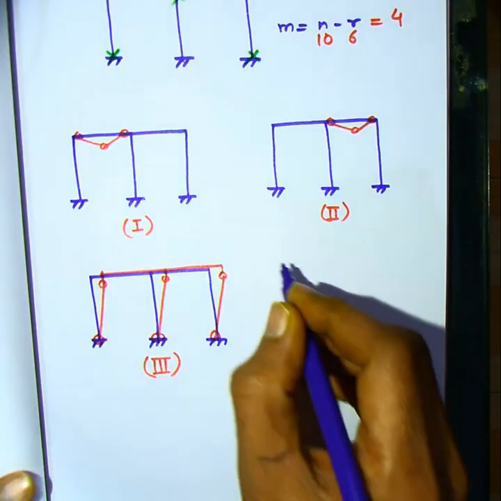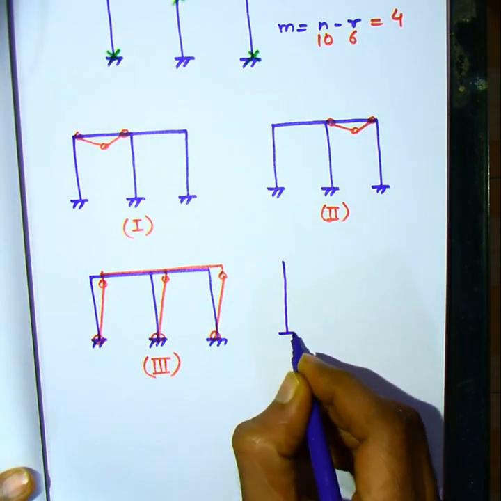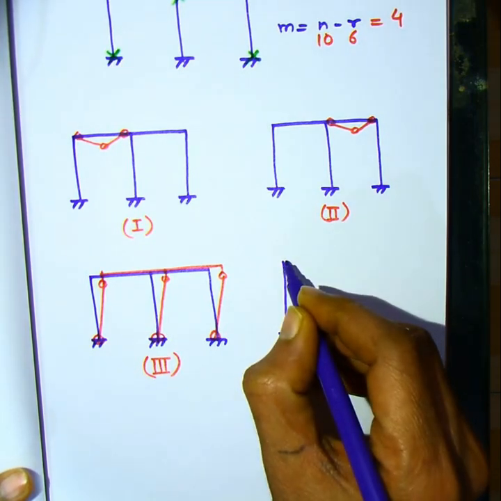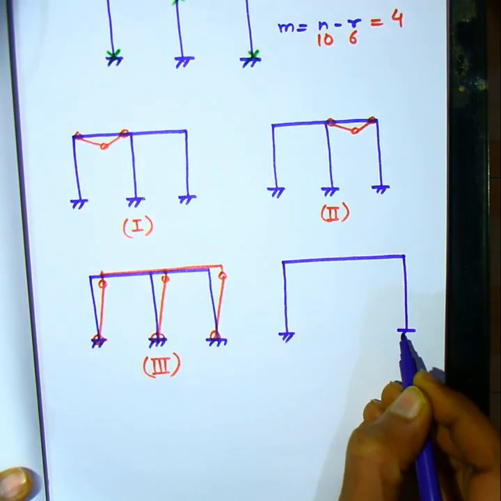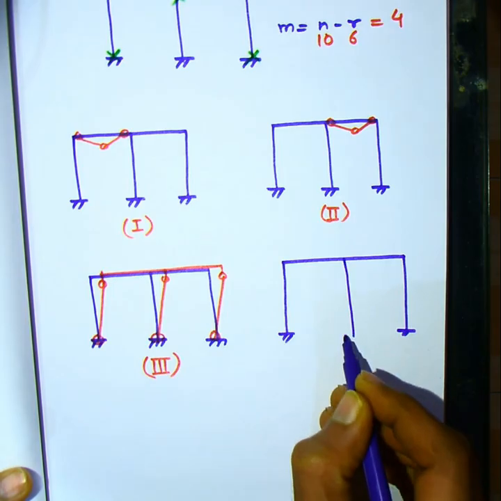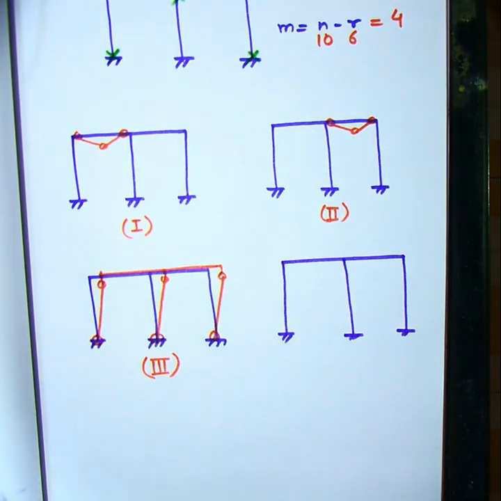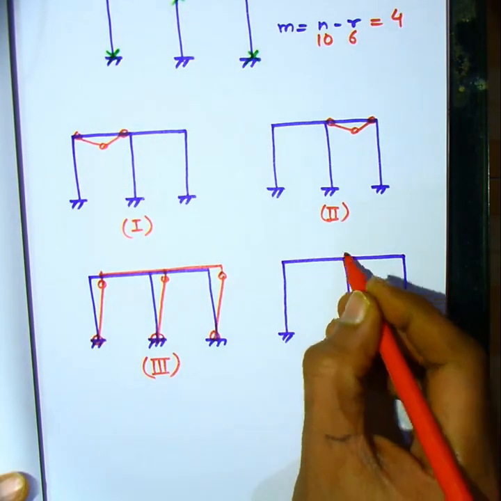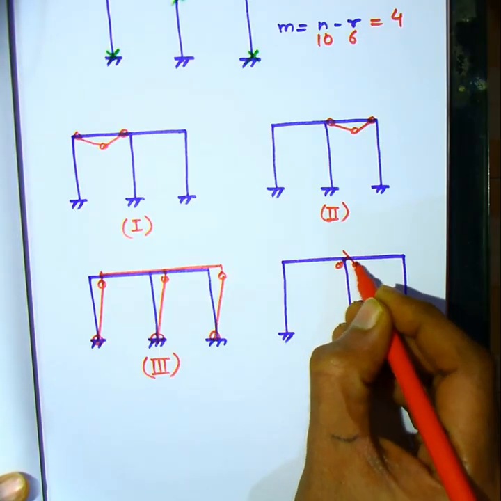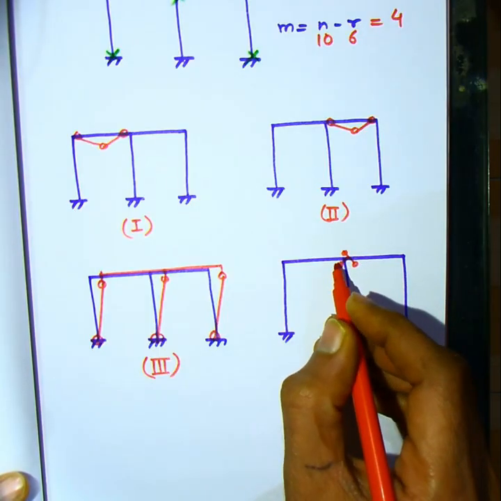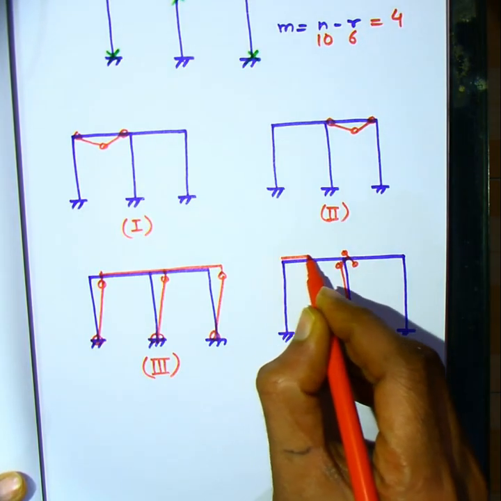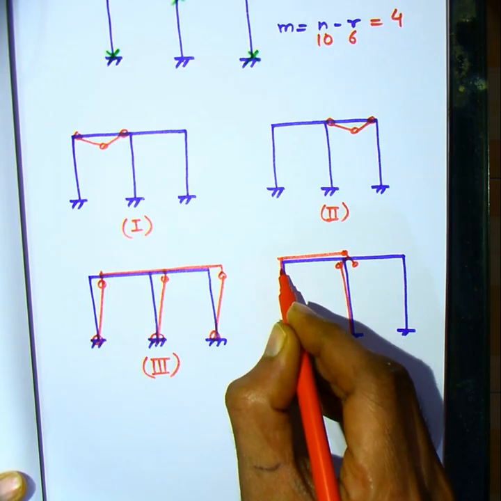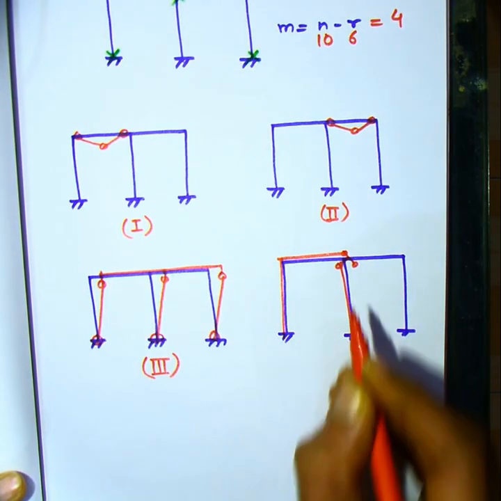Finally, what is the 4th mechanism? Our experience shows that the 4th mechanism will be the joint mechanism, that is the mechanism involving rotation of the middle first floor joint, because that involves 3 members. If it undergoes rotation like this such that hinges develop in each of the 3 members, then this is a valid failure mechanism.